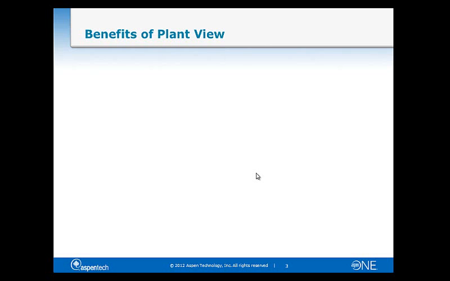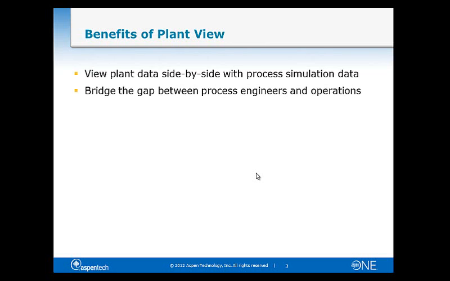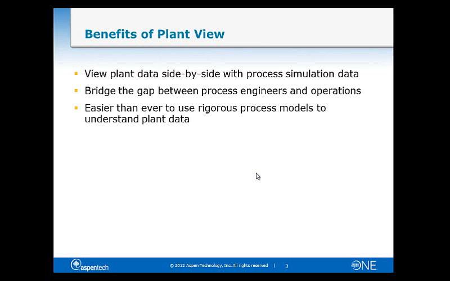The Plant View component in Aspen HYSYS and Aspen Plus creates a valuable functionality in the Aspen One engineering suite to view plant data side by side with model results. This helps to bridge the communications gap between process engineers and operations by making it easier than ever before to use rigorous process models to understand plant behavior.